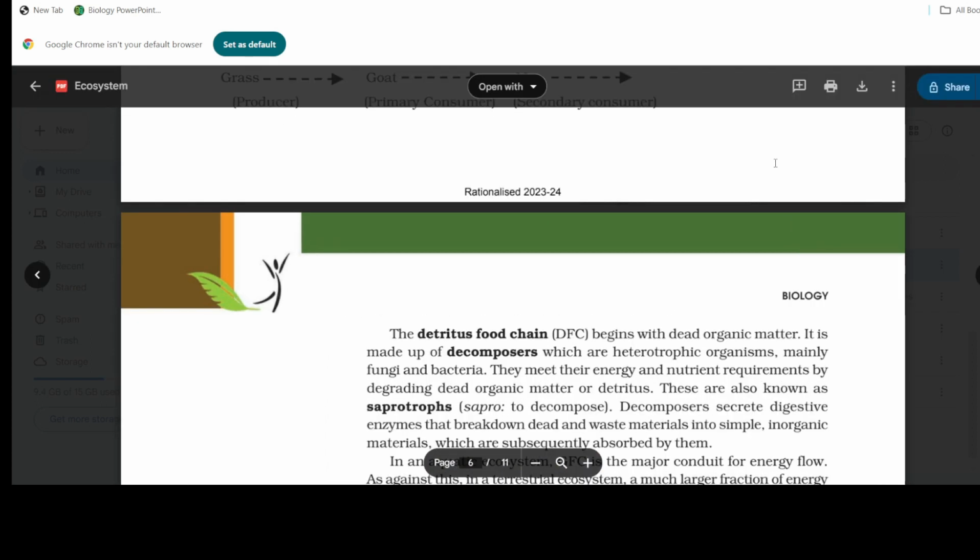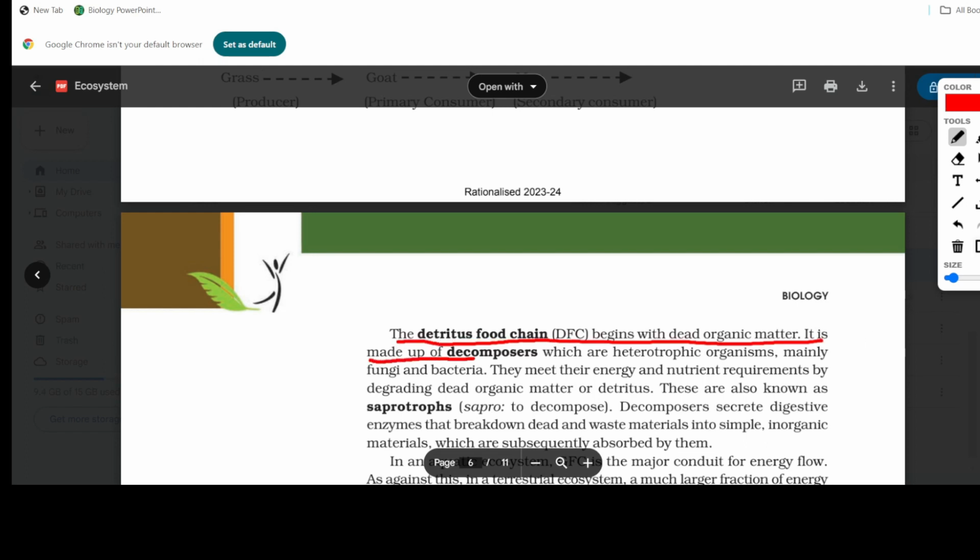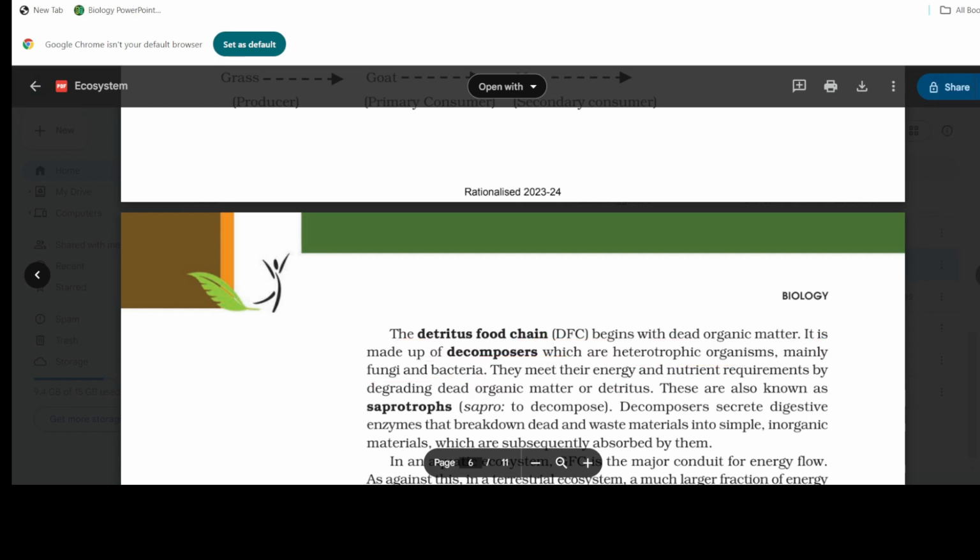The statement given: detritus food chain begins with dead organic matter. Do you see that? So the detritus food chain begins with the dead organic matter. Clear? And it is made up of decomposers, which are heterotrophic organisms, mainly fungi and bacteria. Their nutrient requirements are met by degrading the dead organic matter, which is otherwise called detritus. Now let's check the question.